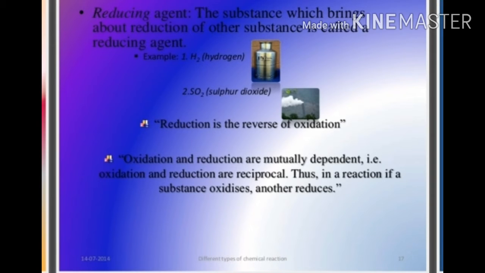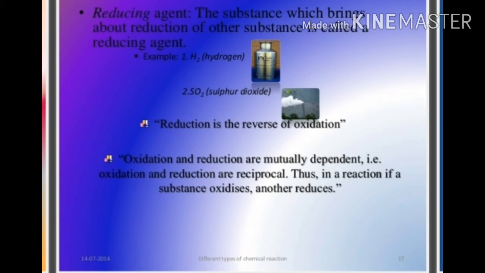Reducing agents are substances which bring about reduction of other substances. So these substances are called reducing agents. Common examples of reducing agents are hydrogen and sulfur dioxide. These two bring about reduction reactions because they reduce some other substances.